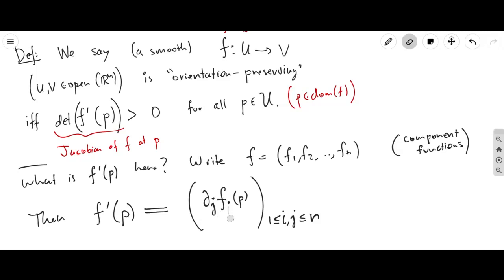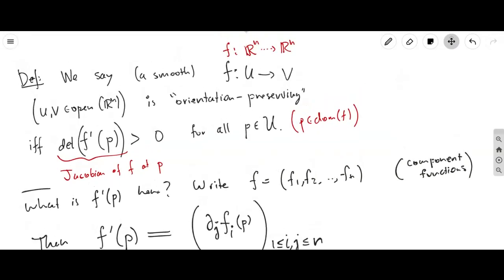By the way, you could mess this up. If you happen to interchange them, it's not going to matter because that's the transpose, and the determinant of the transpose is the same thing, so it's not a big deal. So that would be the derivative at p. It's a matrix, and you just check if its determinant is positive. And that's the way we define what it means for a smooth map between two open sets to be orientation preserving. And now we can finally define what it means for a manifold to be orientable.